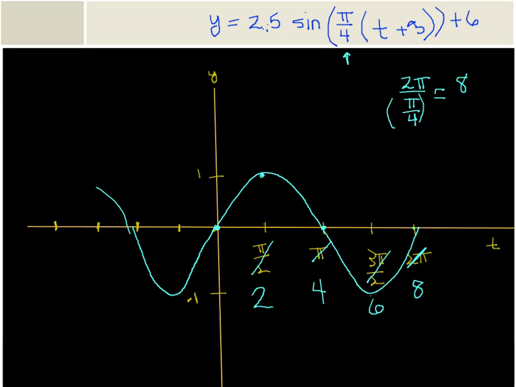Okay, good. So I handled that part. Now I'm going to do my shift. I have to do my shift. How do I shift this? I shifted 3 to the left, exactly, because plus 3 is our horizontal shift. And what that means is everything's going to shift 3 to the left.